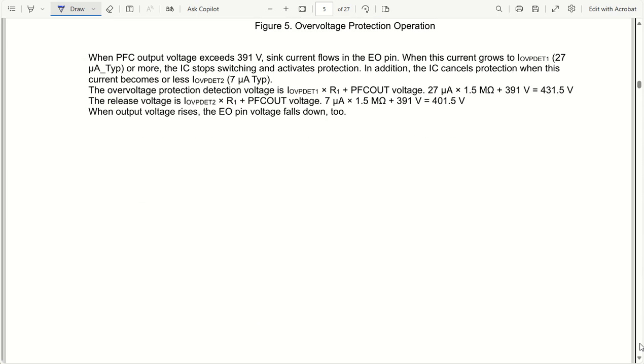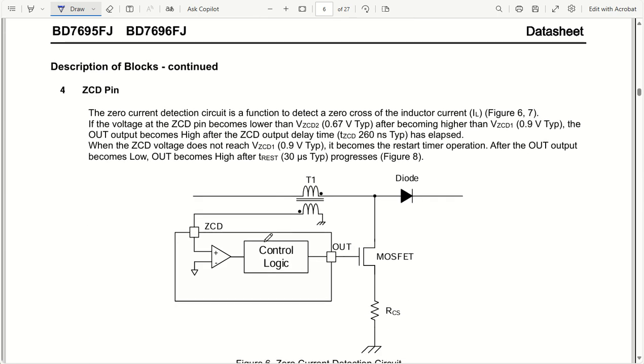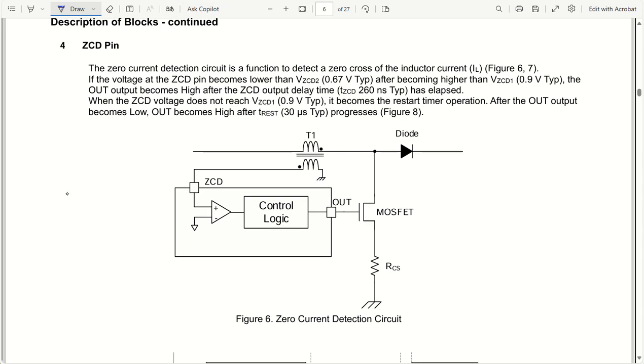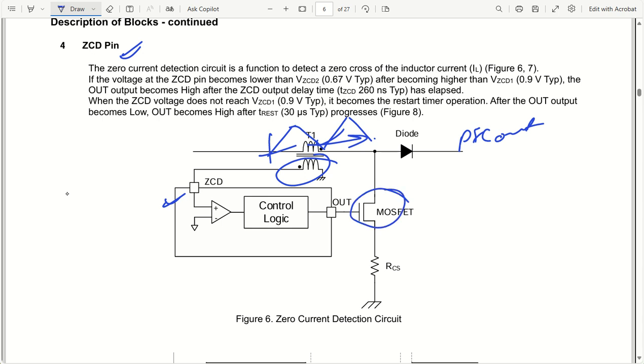Coming back to other details, let's talk about the ZCD pin. So how the ZCD pin, that is the zero cross detection pin, is working. You can see we have the ZCD pin connected to the transformer, one of the inductors, and another inductor is going to the output, which is going to give you PFC out. So the current is starting and increasing in this particular inductor, and then it is going down. Why? Because this MOSFET is getting switched on and switched off. So basically this output pulse will be in a pulse format, based on the ZCD detections.